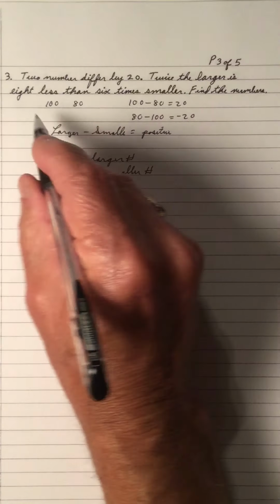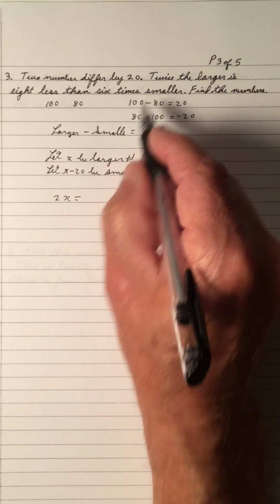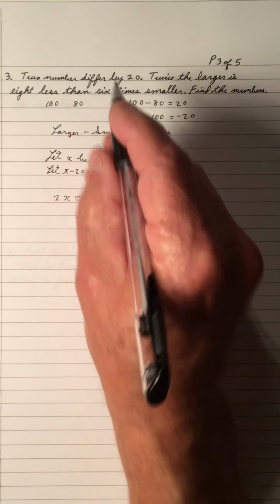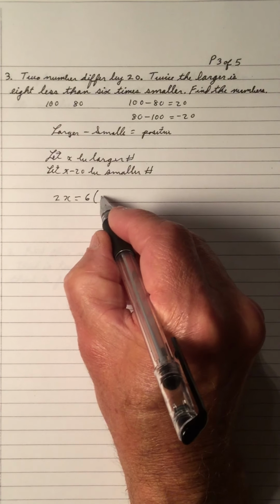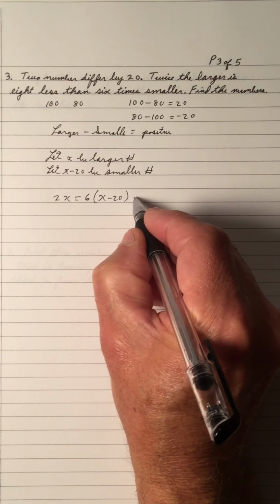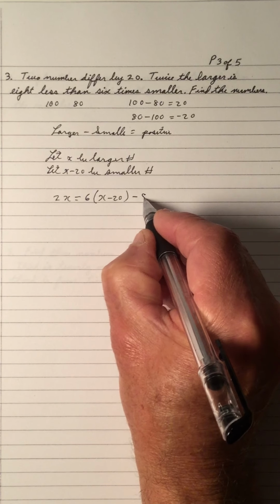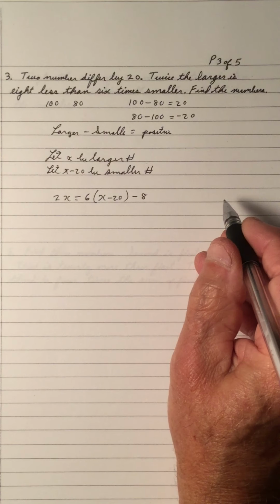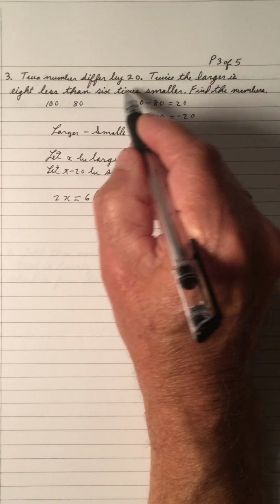Is the equal sign. 8 less than 6 times the smaller. So less than, reverse the order. So 6 times the smaller, which is x minus 20. 6 times the smaller, 8 less than, you've got to subtract 8. So there's the equation coming out of this sentence here.